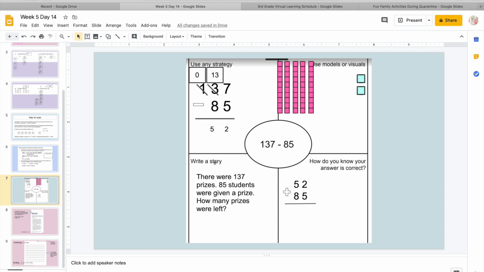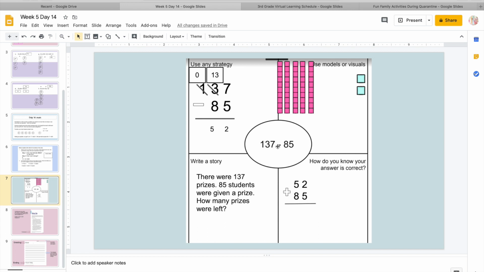Okay? So then you're going to write a story. So there were 137 prizes. 85 students were given a prize. How many prizes were left? So I know I had 137, 85 are gone. So how many were left? I would know to subtract.